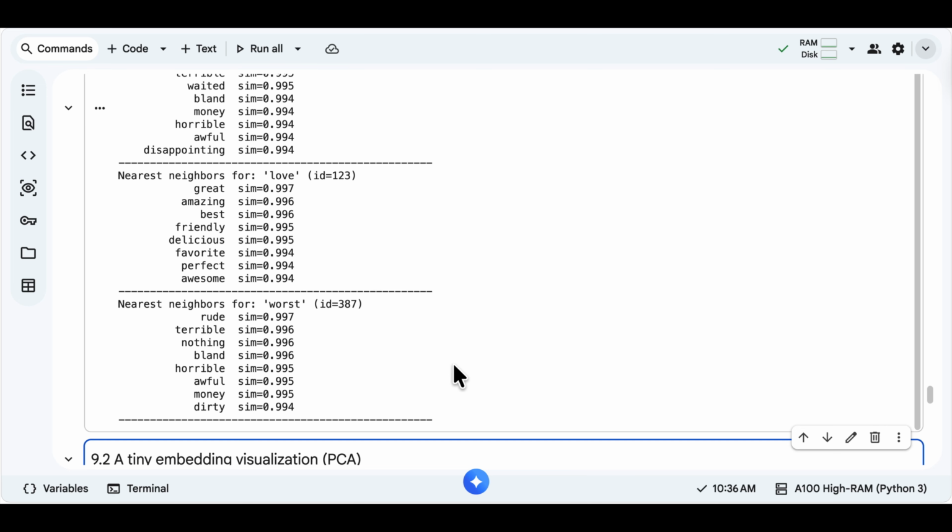Rude is close to waited and money, which hints at a task-shaped space where bad service and wasted money often co-appear in negative reviews. This is exactly what task-specific learning looks like. The model is not building a dictionary. It is shaping the space around sentiment prediction.